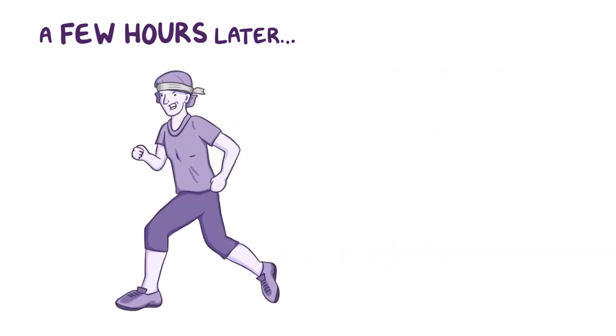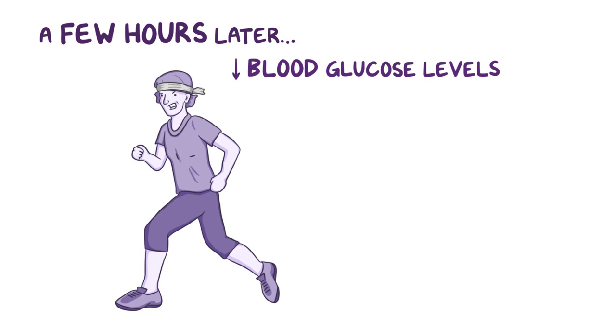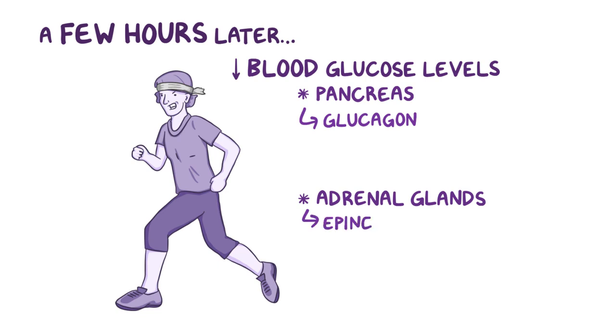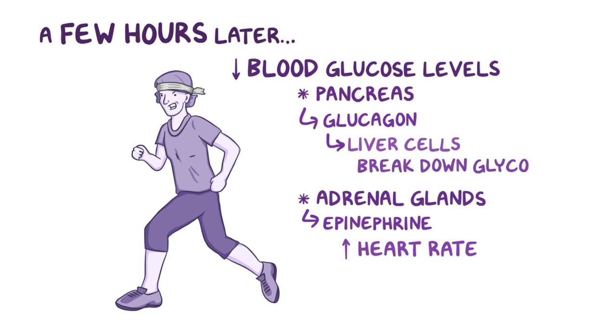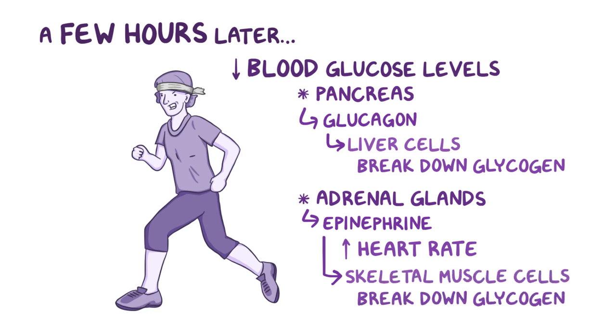Now let's say it's been a couple of hours since those tacos, and you decide to go for a run. Because you're fasting, your blood glucose levels take a dip. In response, the pancreas secretes the hormone glucagon, and the adrenal glands secrete epinephrine to increase your heart rate. It turns out that glucagon tells the liver cells to break glycogen down into individual glucose molecules, and epinephrine tells skeletal muscle cells to do the same thing.